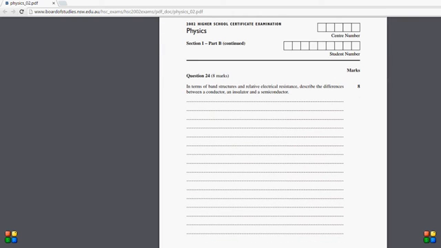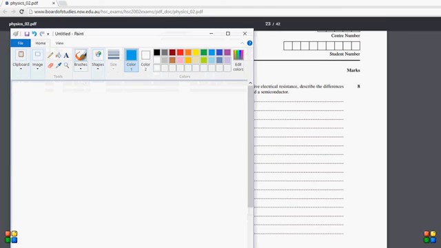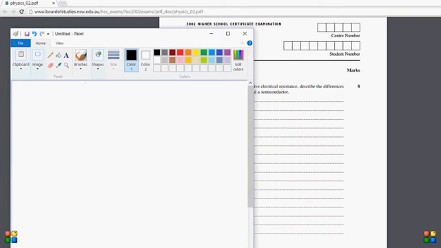Alright, this question. In terms of band structures and relative electrical resistance, describe the differences between a conductor, an insulator, and a semiconductor. Alright, straight away, if you want, you can define each of these, but it says describe the differences. I would just draw a huge table straight away. All right, let's do this. And diagrams, of course.